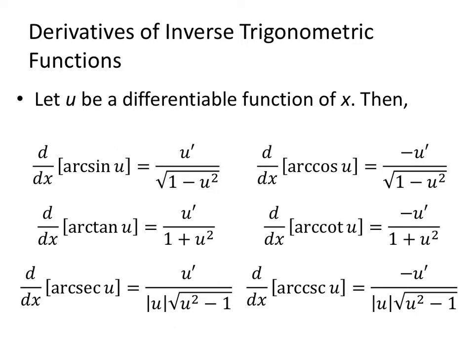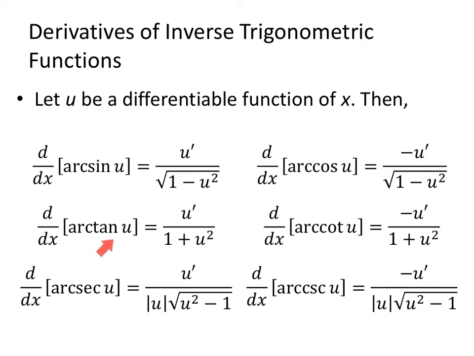So let's get to it. The derivatives of inverse trigonometric functions. Let u be a differentiable function of x, as we always let happen. Then the derivative of the arc sine, the inverse sine of u, is the derivative of u over the square root of 1 minus u squared. Notice the derivative of arc cosine is exactly the same except for a negative. So the co-function will have a negative in the numerator.